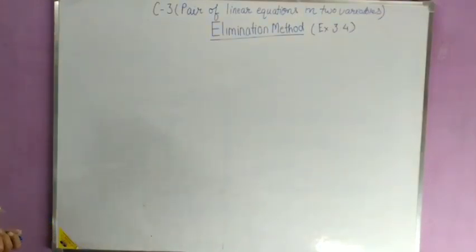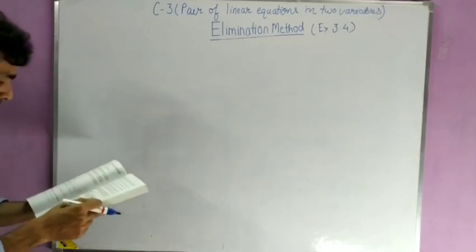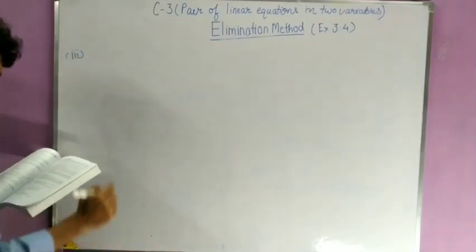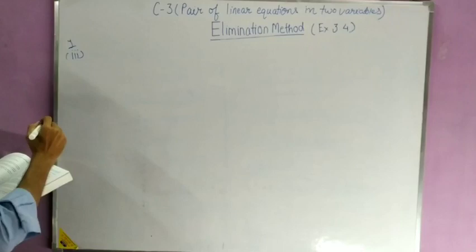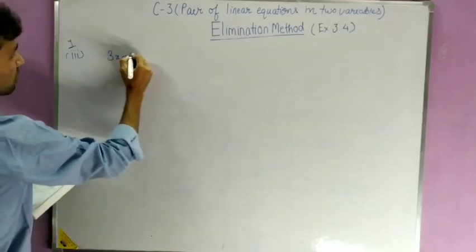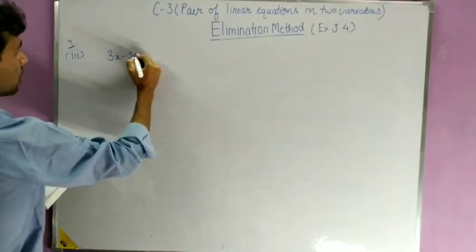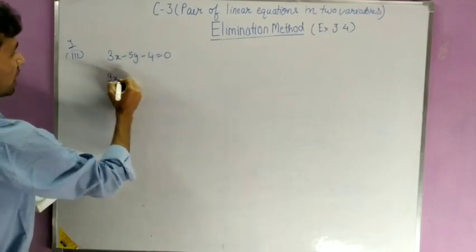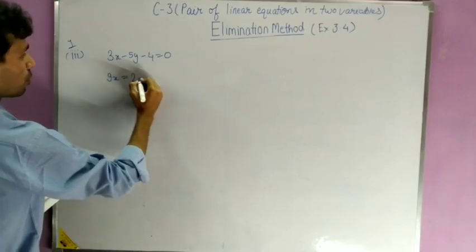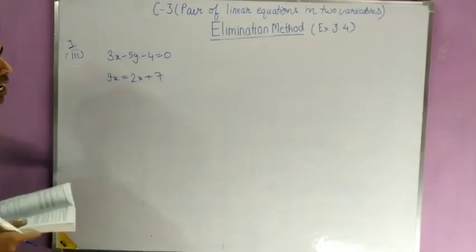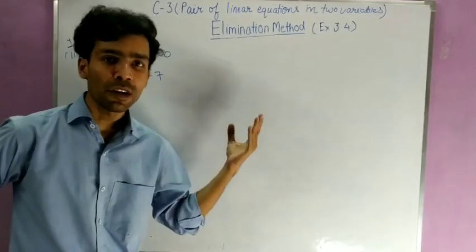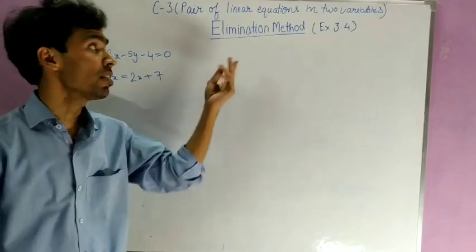Same question, see, I am going to solve not the second, part third. Okay, so exercise 3.4, question number 1, part third. So the first equation is 3x minus 5y minus 4 equal to 0, and the second equation is 9x equal to 2y plus 7, and you have to solve this question by the elimination and substitution both. So I am solving only by the elimination method because it is new.